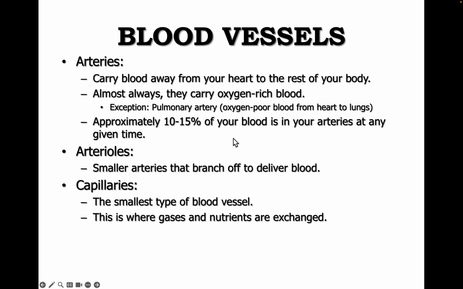Roughly 10 to 15% of your blood is in your arteries at any given time. As the blood gets further and further away from your heart, arteries become arterioles. Essentially, arterioles are smaller arteries. Finally, we get to the smallest type of blood vessels, which are your capillaries. This is where gases and nutrients are exchanged at different tissues and organs, things along those lines.